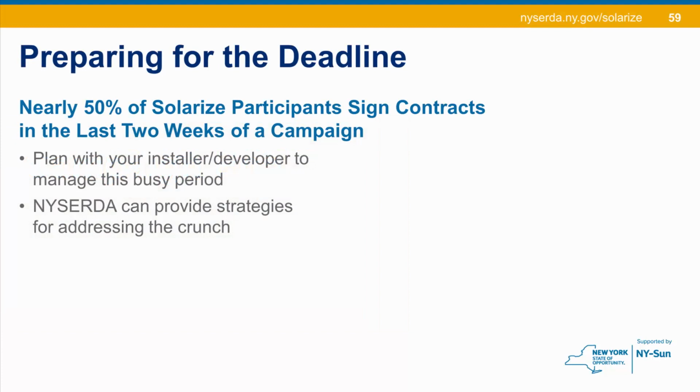There is still some work to do towards the end of a Solarize campaign. As you near the end of the campaign, remember that typically 50% of Solarize participants sign contracts in the last 2 weeks. Make sure that you plan with your installer or developer to manage this busy period. Ask NYSERDA if you need assistance addressing this end of campaign push.